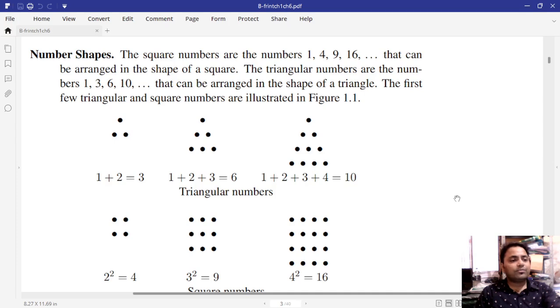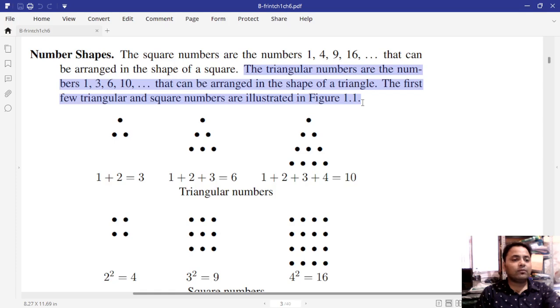In the number shapes, the square numbers are the numbers like 1, 4, 9, 16 that can be arranged in the shape of a square. The triangular numbers are the numbers like 1, 3, 6, 10 that can be arranged in the shape of a triangle. The first few triangular numbers and square numbers are illustrated in figure 1.1.